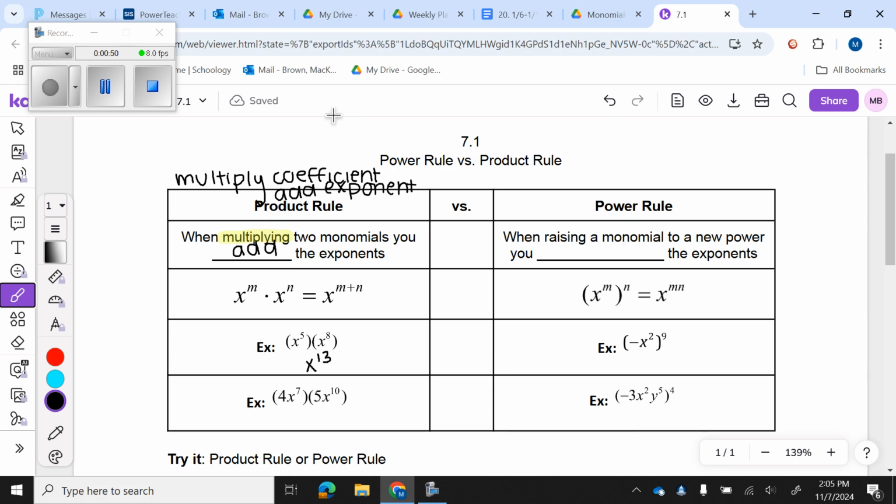All right, so on this guy, my coefficients are that 5 and that 4. So I'm still going to multiply those like normal. 5 times 4 is 20. But now I'm going to add my exponents. 7 plus 10 is 17. So that would be 20x to the 17th. So add your exponents, multiply your coefficients.